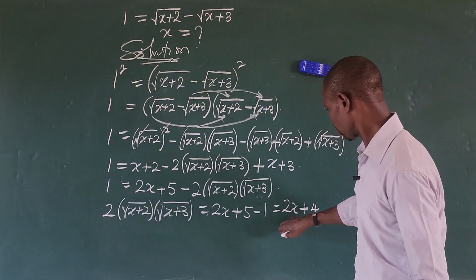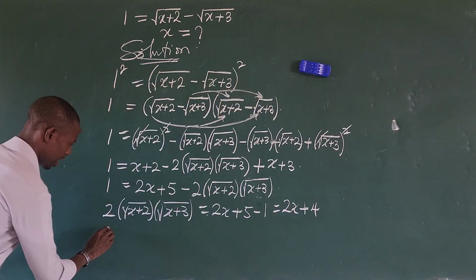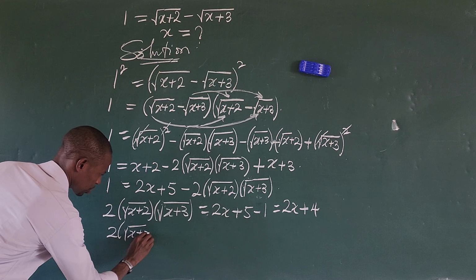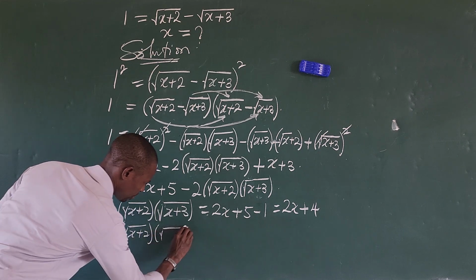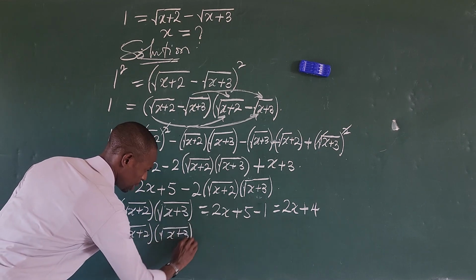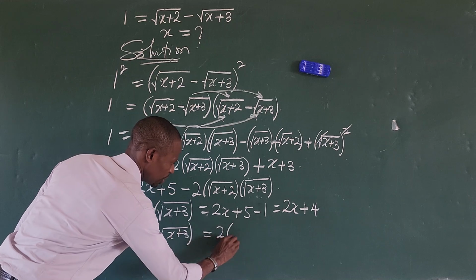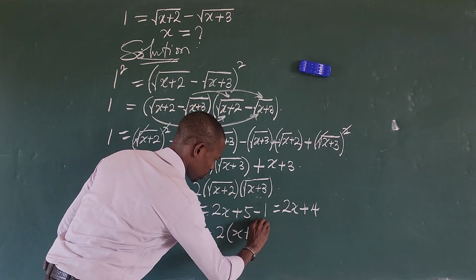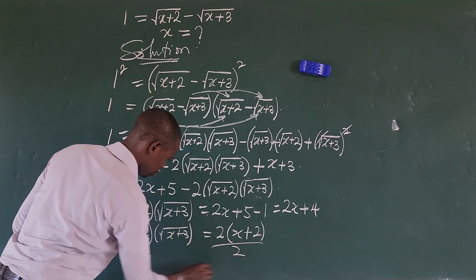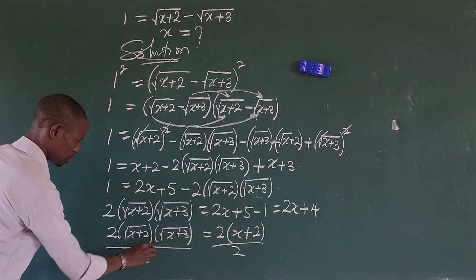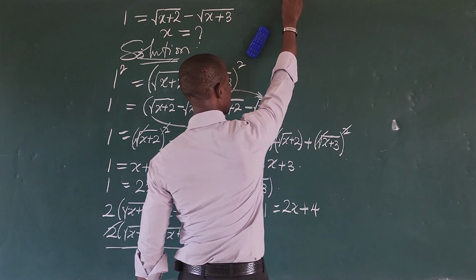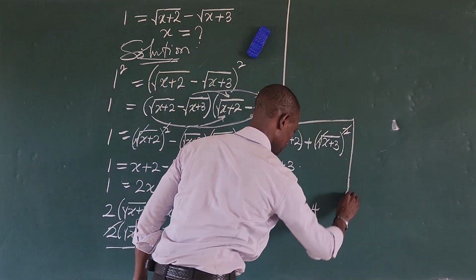So if we factor out 2 from here, then we're going to have 2 into the square root of x plus 2, close bracket, the square root of x plus 3, close bracket, equal to 2 into x plus 2 into 2. We can divide 2 by 2, divide this by 2 also. 2 goes with 2 here, 2 goes with 2 here. Right? So let's continue on this side and see what this gives us in turn.